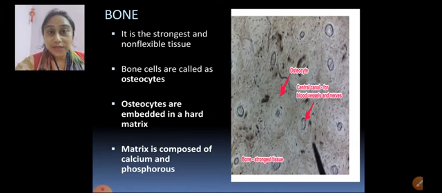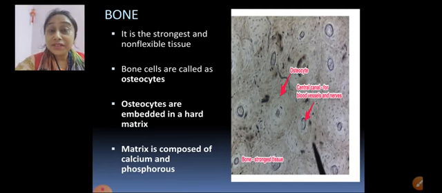O-S-T-E-O-C-Y-T-E-S, osteocytes. Now, in the image, did you see the osteocytes? Yes. And did you see that these osteocytes are surrounded by a matrix, a very hard matrix? See, students, these osteocytes are the bone cells and they release the matrix. And that matrix is very hard. It's not fluidic like blood plasma. It's not jelly-like. It's a very hard matrix.